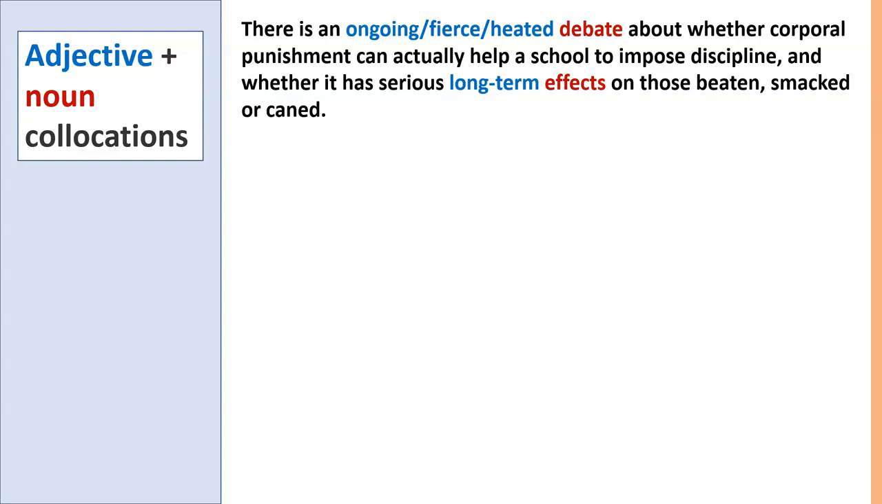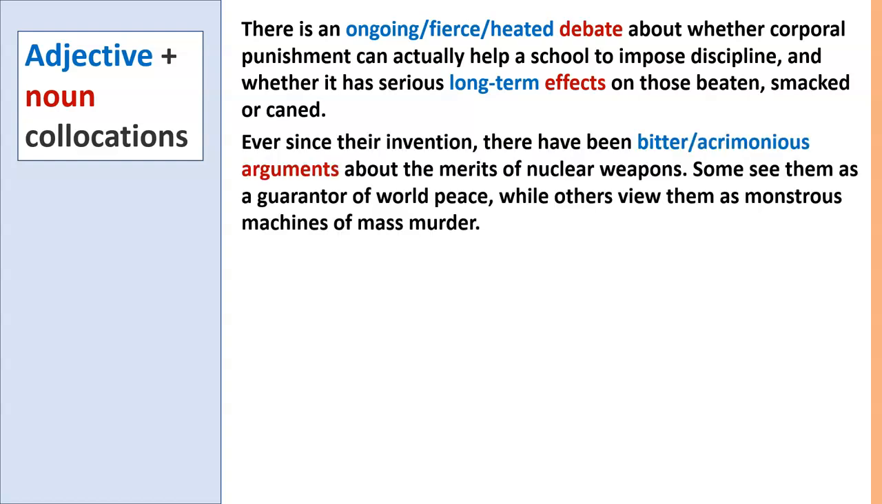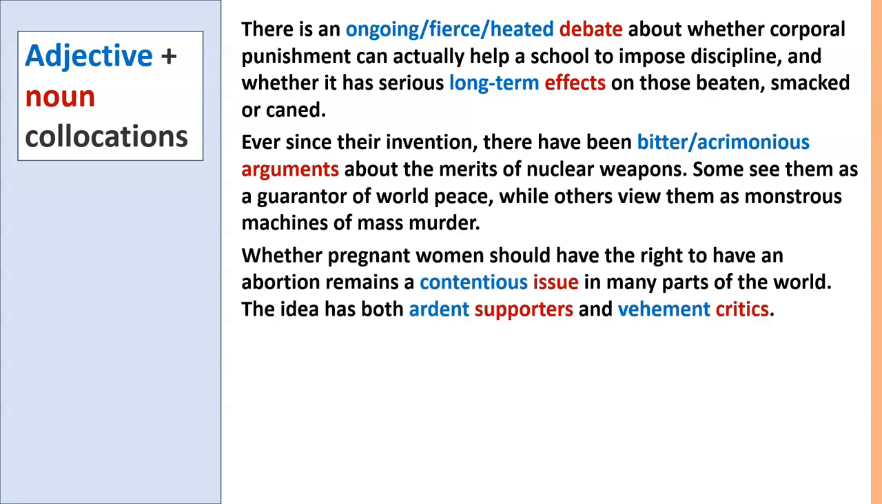If a debate is fierce or heated, then people have strong opinions. Long-term effects continue for a long time, so they are the results which happen for a long time. If you have a bitter or acrimonious argument, then it is very strong and people disagree violently. If an issue is contentious, then people have strong and differing opinions on it.